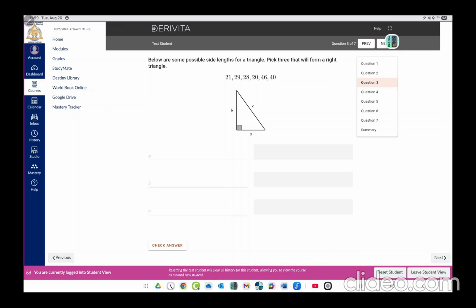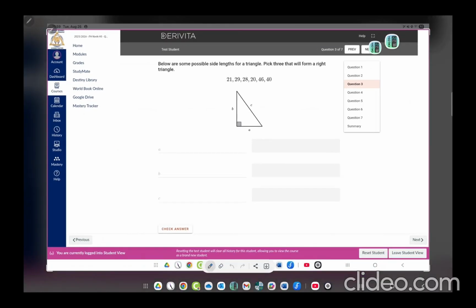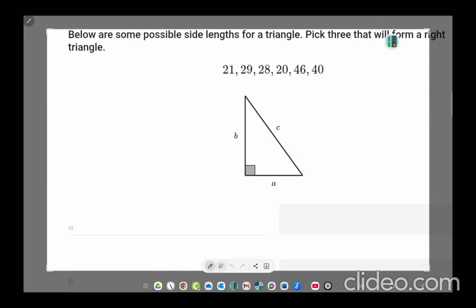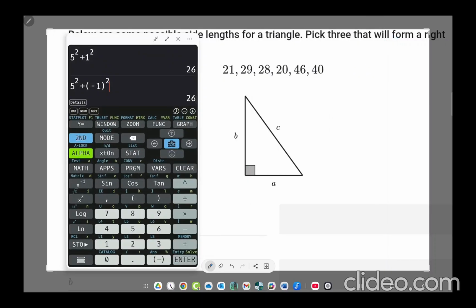Let's do this a little pragmatically. What I'm going to do for this question is take each number. Actually, in order to make this easier, I like order, so I'm going to take the smallest: 20, 21, 28, 29, 40, and 46. And I'm going to square each of these. I can do that on the calculator pretty quick.